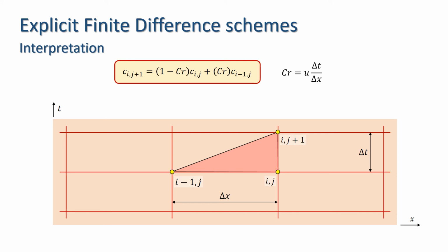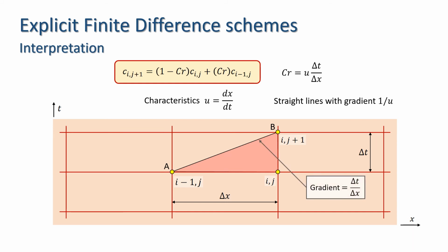We also know that the characteristics are given by the equation u = dx/dt, which for constant u generates straight lines with gradient 1/u in the xt plane. Now, I'm interested in the gradient of the hypotenuse of this triangle, so for convenience, let's label the point (i-1, j) as A and the point (i, j+1) as B. The gradient of AB is delta t over delta x.